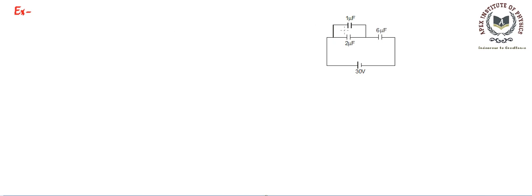So let's say there's a circuit given to us. Let me explain what the circuit indicates. This is a battery of 30 volts, and there are 3 capacitors connected. The upper one is 1 microfarad, the downside is 2 microfarad, and this is 6 microfarad. The question says: find the charge on each capacitor. So that means we need to find what the charge in each capacitor is going to be.